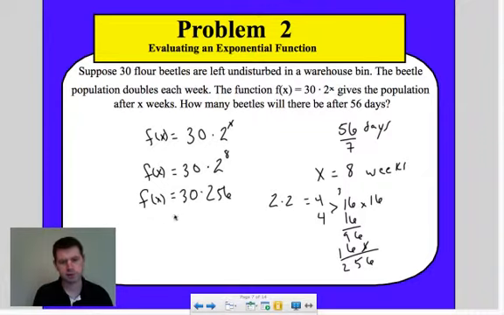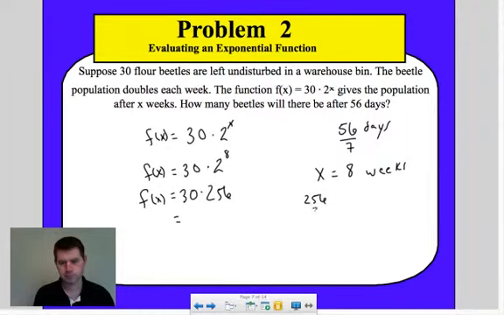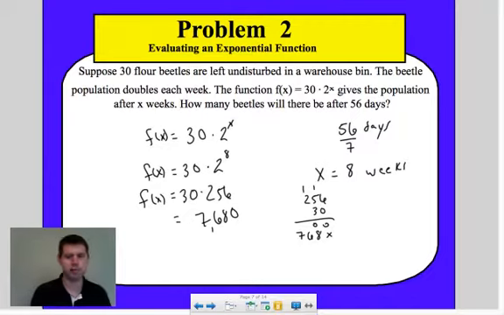So as we simplify this down, I'm going to take now the 30 times the 256. So let's make some room here. Times 30. Again, you can think about this as just being all zeros. 3 times 6 is 18, and so on. So it gives you 7680. So 7,680 beetles will be there after 8 weeks.